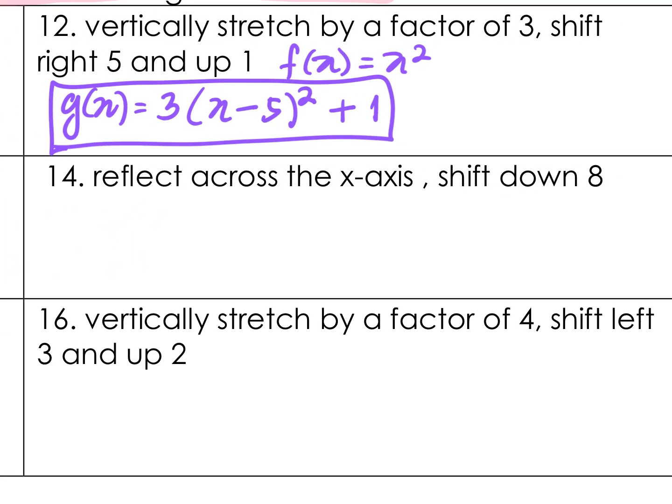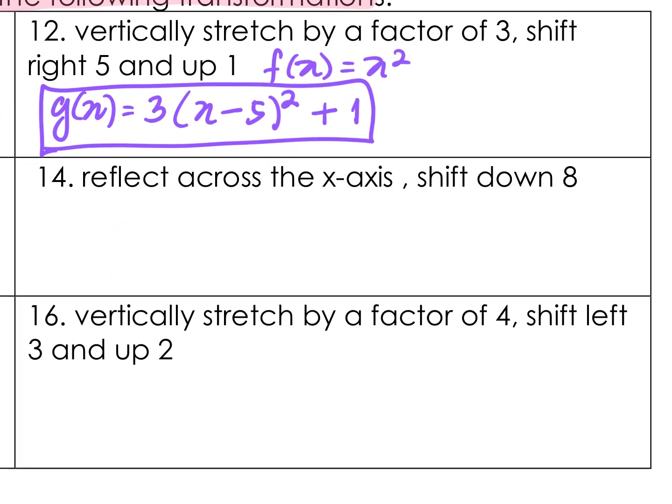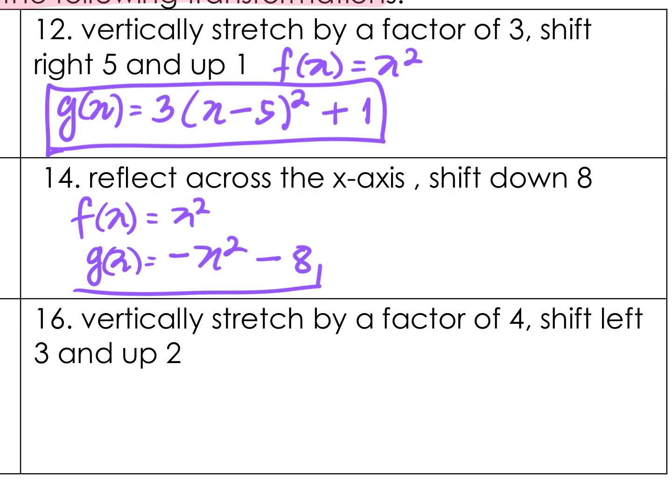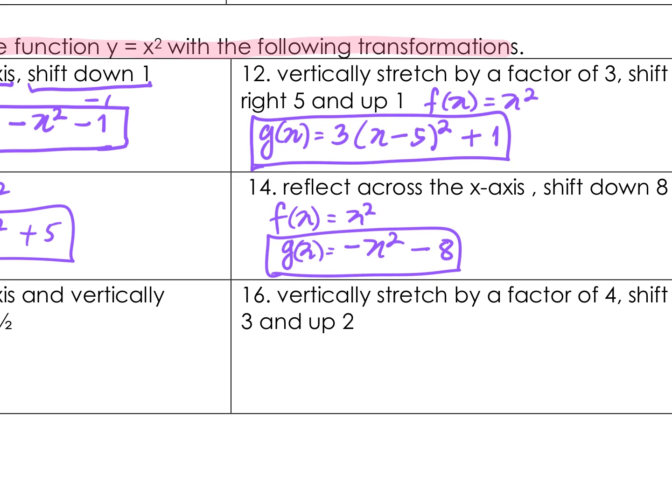Number 14, reflect across the x-axis, shift down 8. Okay, so our f of x is going to be x squared. So our g of x here is going to be, reflect across the x-axis, -1 times x squared is going to be -x squared. Shift down 8 means to say -8. Okay, so this is going to be our function.